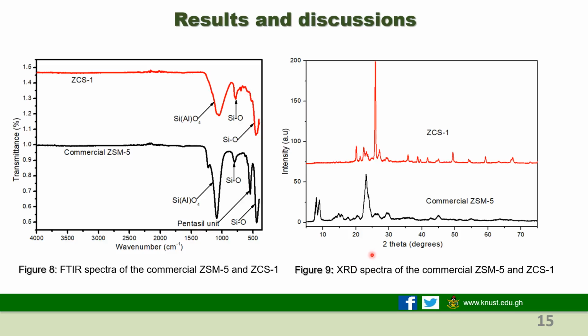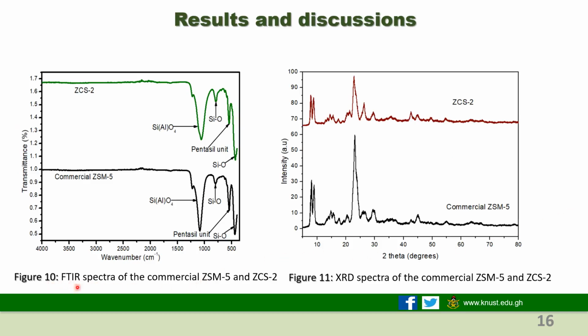XRD analysis was done to confirm the presence of ZSM5 in the ZCS1 sample. The ZSM5 characteristic peaks at 8 to 9 and 22 to 25, which are present in the commercial ZSM5, are absent in ZCS1, indicating that ZSM5 did not form in the ZCS1 sample.